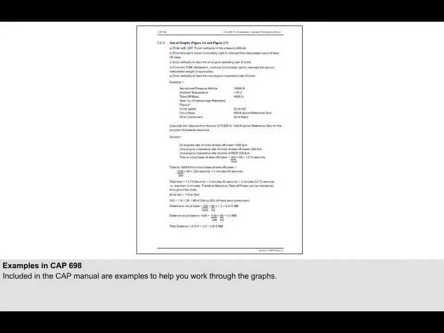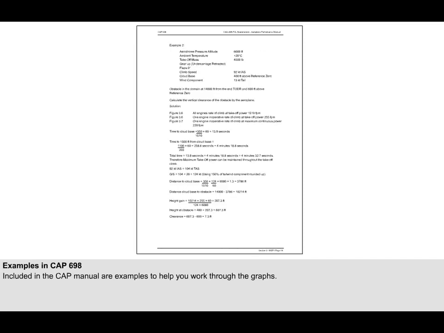There are some example calculations in CAP 698 for you to work through and practice. For example, on page 12 of section 3, there is an example on how to calculate the horizontal distance travelled from the end of takeoff to 1,500 feet. On page 14 of section 3 is one other example. This example shows you how to calculate the aeroplane's vertical clearance of a given obstacle.